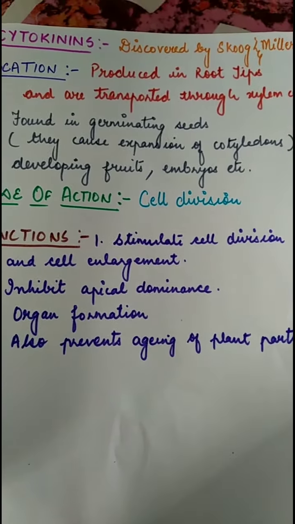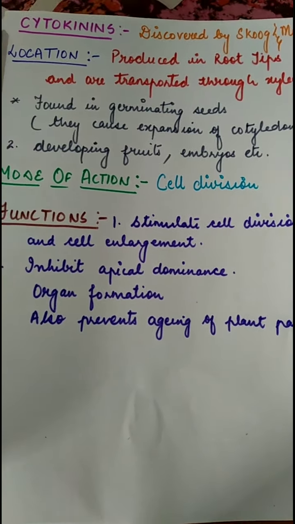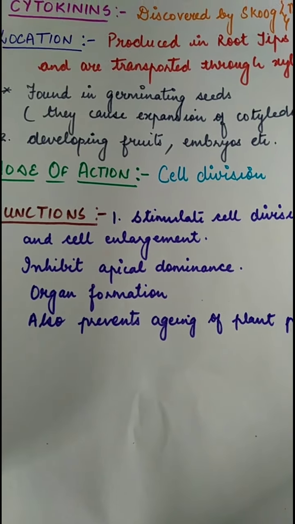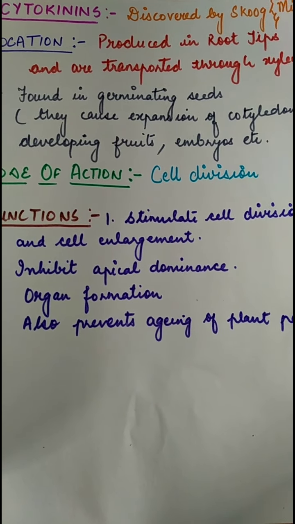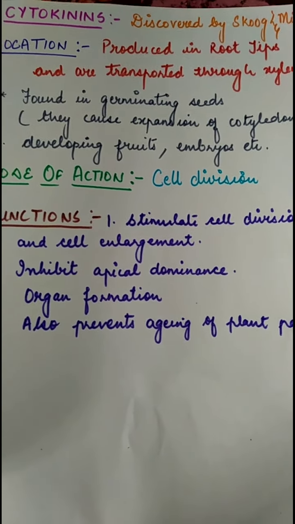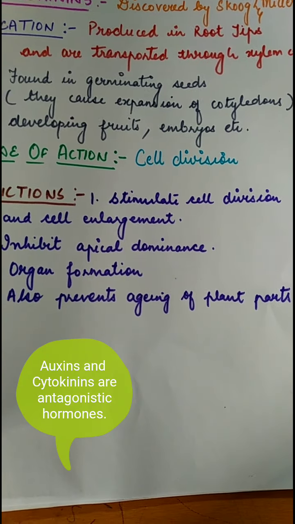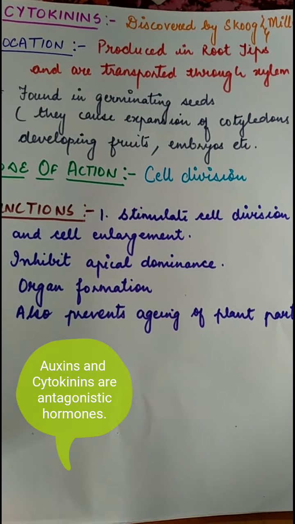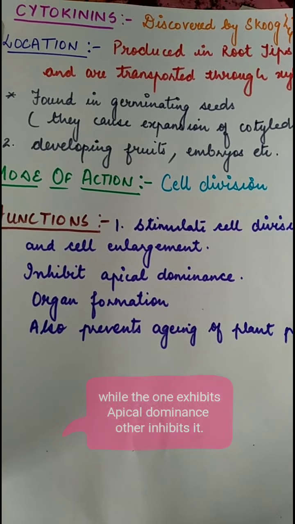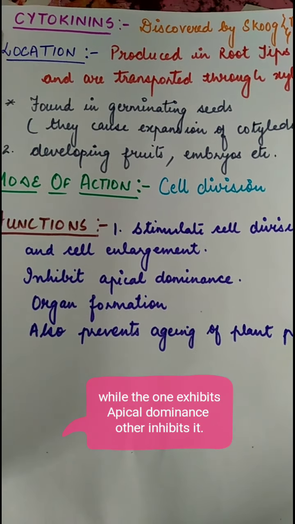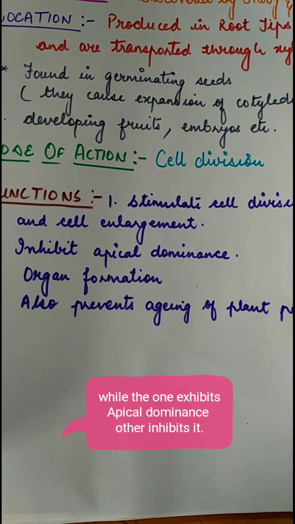They stimulate cell division and cell enlargement or cell elongation. Cell division, just now I have explained to you. Secondly, they inhibit apical dominance. Now, if you remember, auxins show apical dominance. They show some bossy kind of attitude, like if I am present at the shoot tip, no lateral branch is going to appear on the tree trunk, on the plant. They show some kind of bossy attitude, that I'm the king of the plant, only the tip of the plant is going to grow, no side branches will be there.